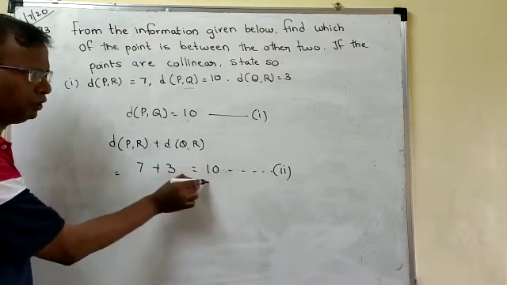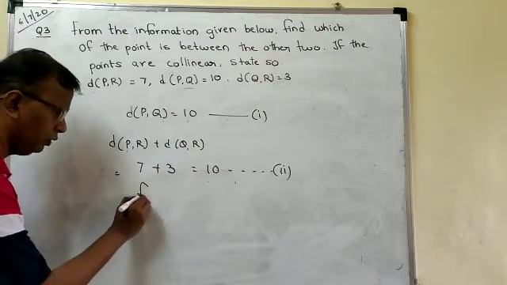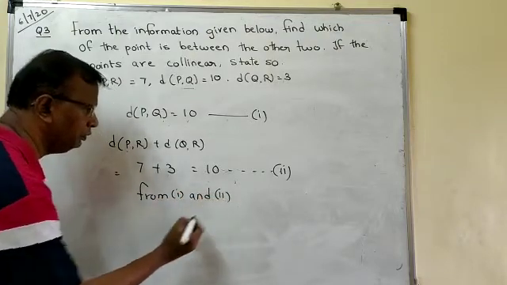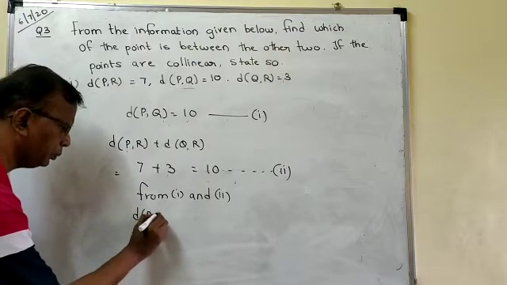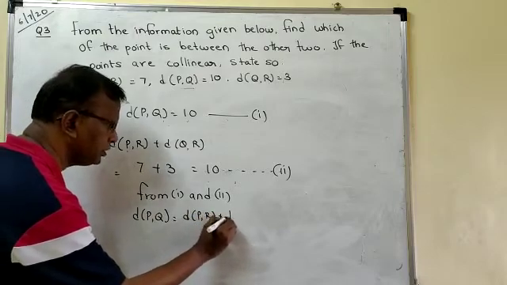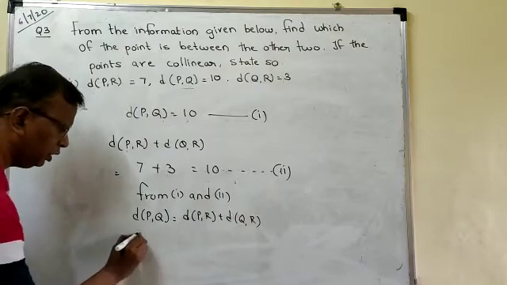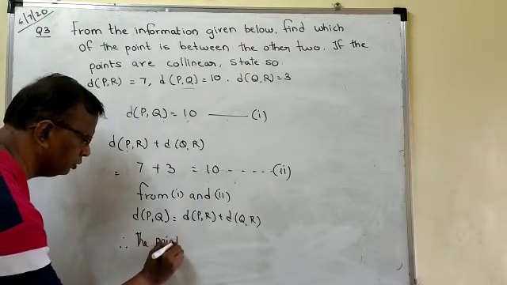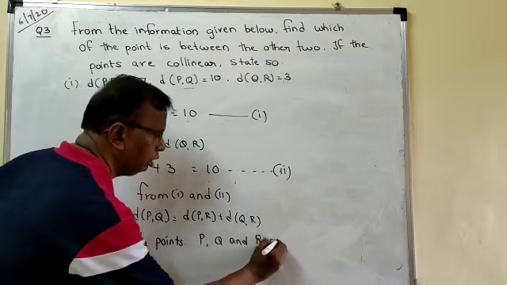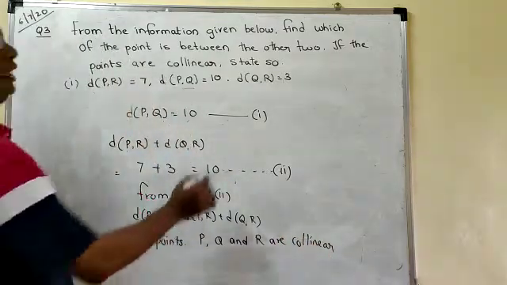Now when you compare both, we got 10 here and here also 10. What is the meaning of that? From 1 and 2, this distance and these two distances are what? Equal. So we write like this here. From 1 and 2, we say that distance PQ is equal to distance PR plus distance QR. Okay, they are equal. So we say that therefore the points P, Q and R are collinear. We got collinear.